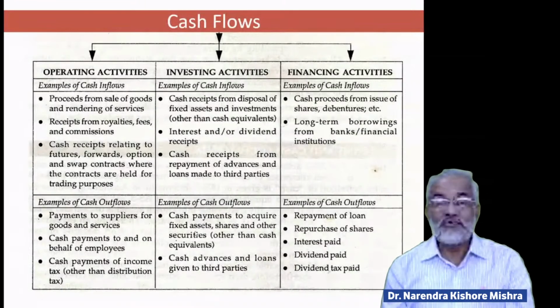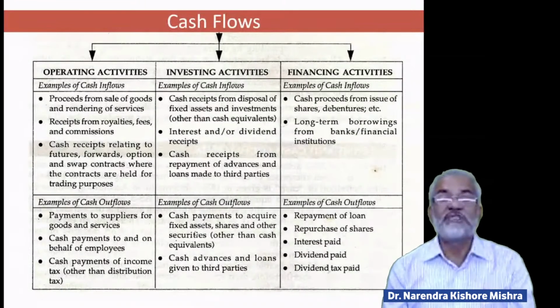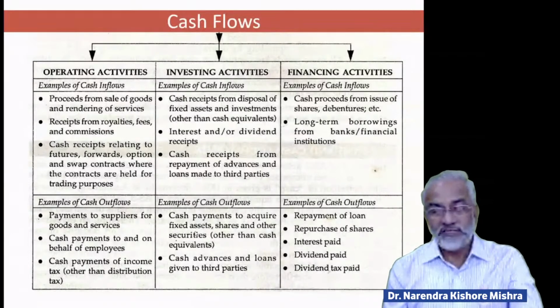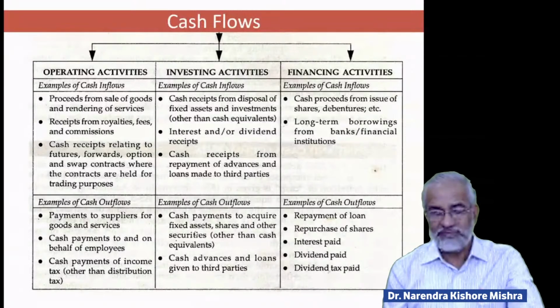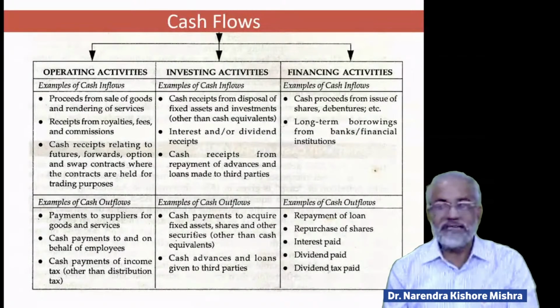Then the second outflow of cash would be cash advances and loans given to third parties. It is just the opposite of the third item of the inflow of cash. When advances are given, that results in outflow of cash. Suppose there is a staff advance, that will result in outflow of cash. When realization of the advance is there, that will result in inflow of cash. So all these items come under investing activities of the organization.